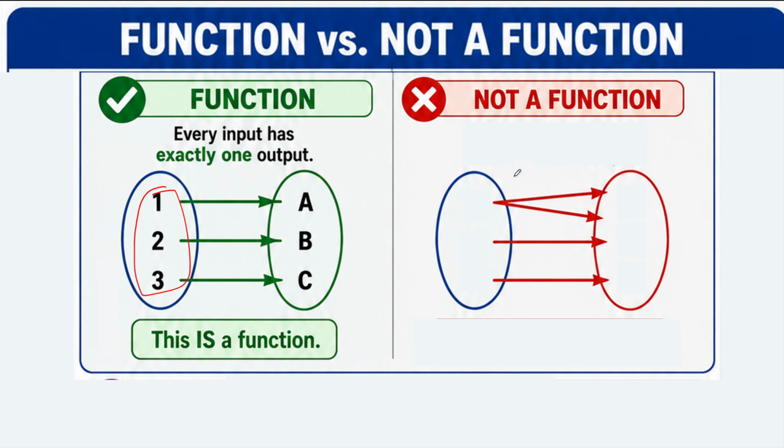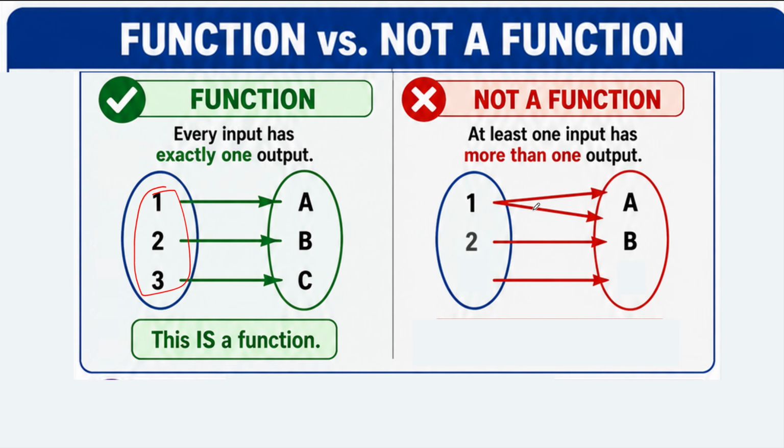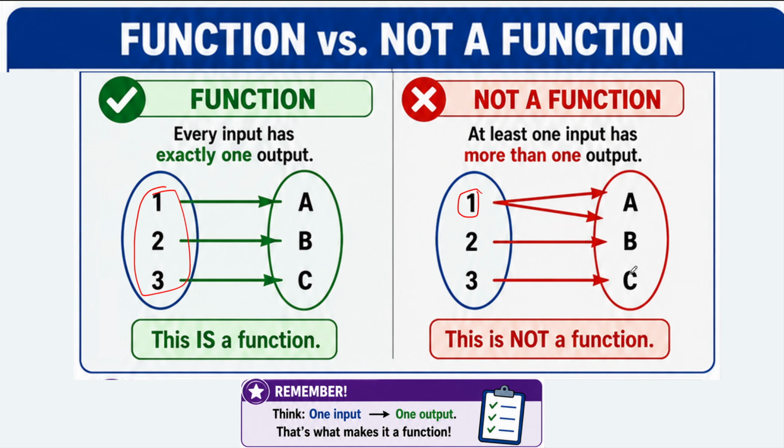On the other hand, we have not a function. Bakit? Kasi nga, kapag ganito, at least one input has more than one output. Parang si 1, meron siyang A and B. Ganun din si 2, B rin siya. And then si 3, we have C. As you can see, si 1, dalawa yung kanyang output, A at saka B. Pag ganyan na, that is not a function. So, again, I want you to remember that one input has only one output. That's what makes it a function.